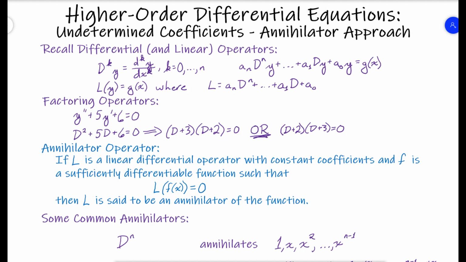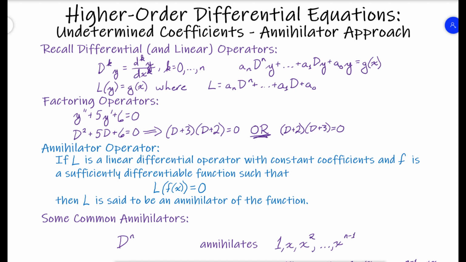In order to talk about our annihilator approach to the method of undetermined coefficients, we need to know what an annihilator is. An annihilator is a specific type of differential operator. So if L is a linear differential operator with constant coefficients, and f is a sufficiently differentiable function such that L of f of x equals 0, then L is said to be an annihilator of the function. So L basically destroys the function. It takes the derivative so many times that it destroys the function.